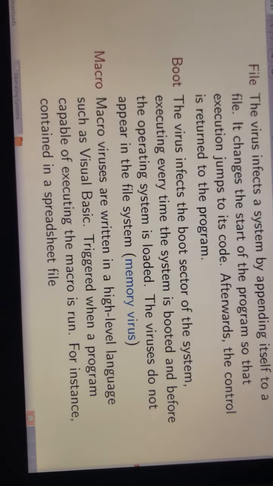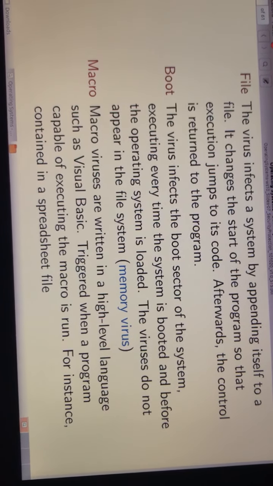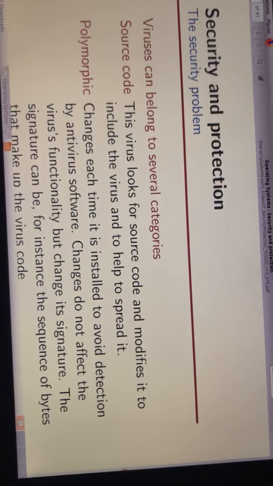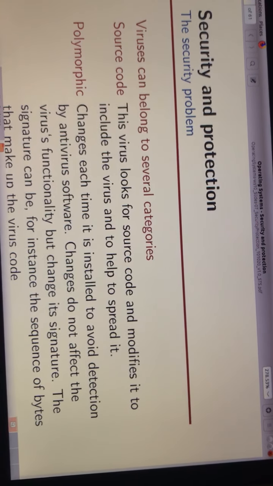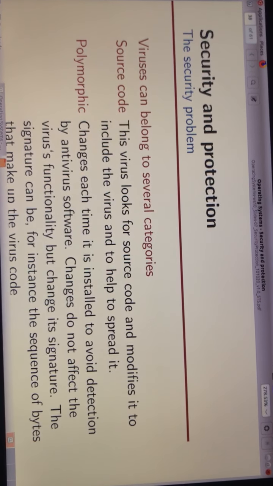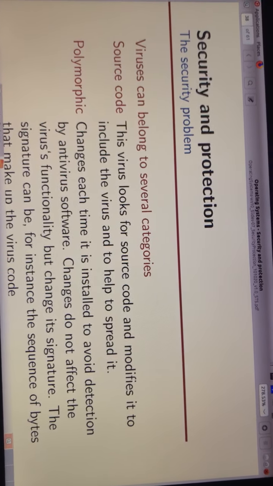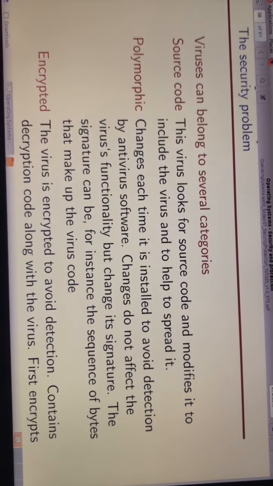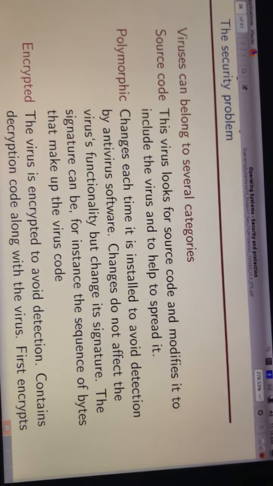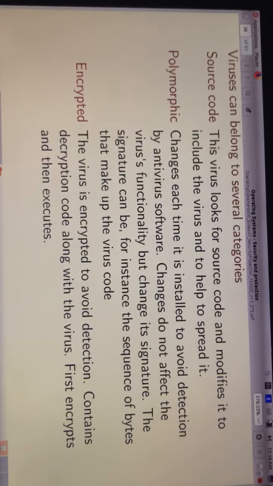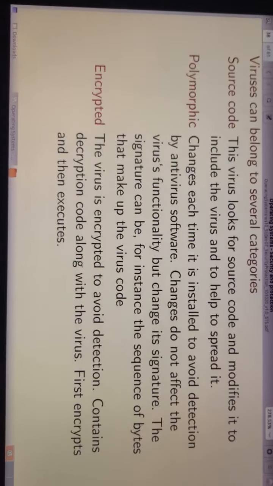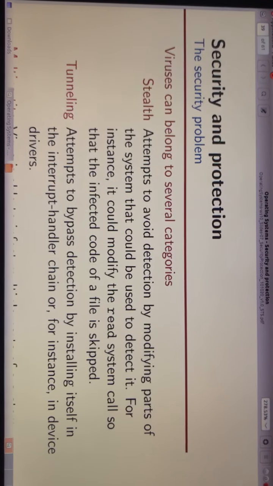Macro viruses are written in a high-level language such as Visual Basic, triggered when a program capable of executing the macro is run. And a virus can belong to several categories. Source code: this virus looks for source code and modifies it to include the virus and to help spread it. The next one is polymorphic: it changes each time it is installed to avoid detection by antivirus software. And third one is encrypted. The virus is encrypted to avoid detection, and contains decryption code along with the virus. That is, first it decrypts and then executes.